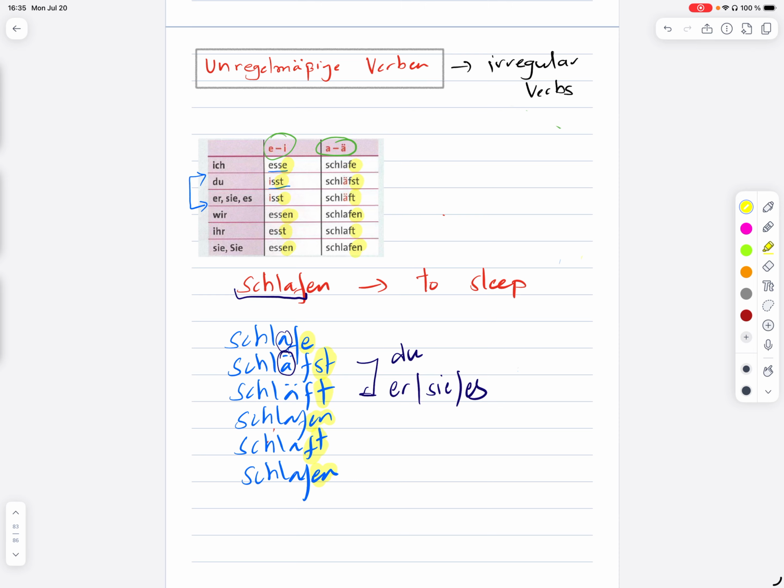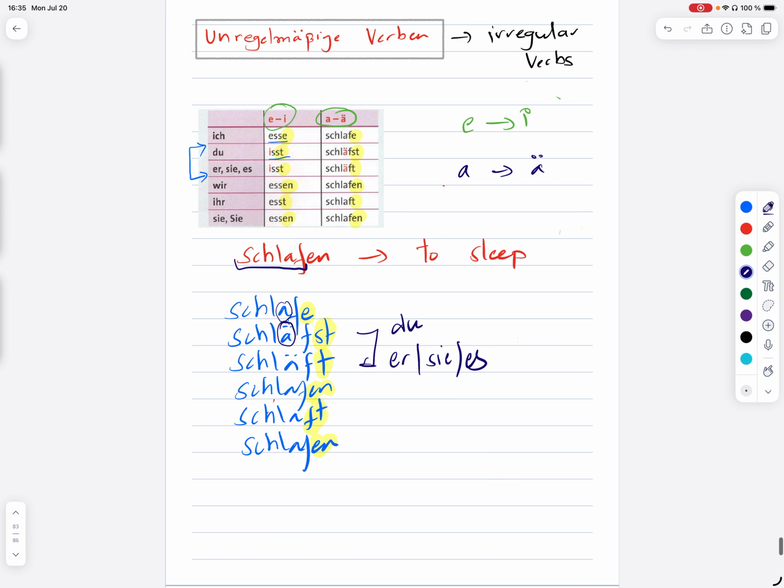So we have irregular verbs in the case where e will go to i, and then a will go to a umlaut with the two dots on it, right? So these are irregular verbs where the ending conjugation remains the same, but we have additional change in the case of du and er/sie/es as personal pronoun of the verb, and for that we have e going to i in the verb and a going to a umlaut in the verb, right?